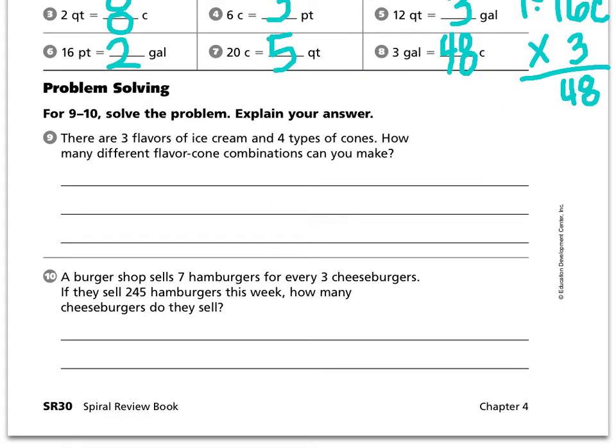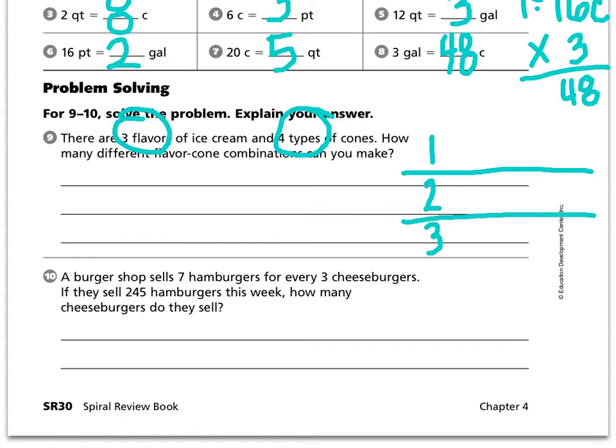Let's go on to the problem solving. There are 3 flavors of ice cream and 4 types of cones. How many different flavor cone combinations can you make? So what I would do is make a chart. 1, 2, 3. The numbers are going to represent the 3 different flavors. And then I'm going to use letters A, B, C, and D to represent the different types.